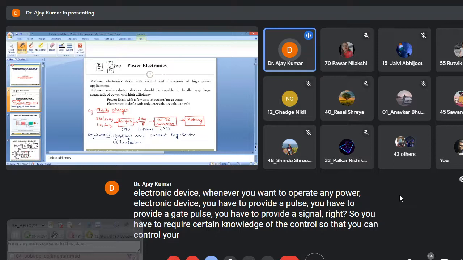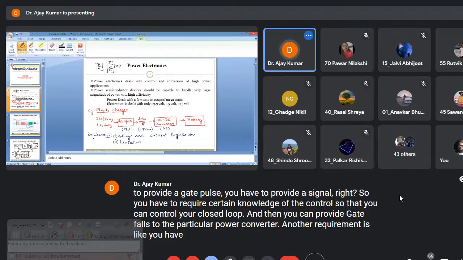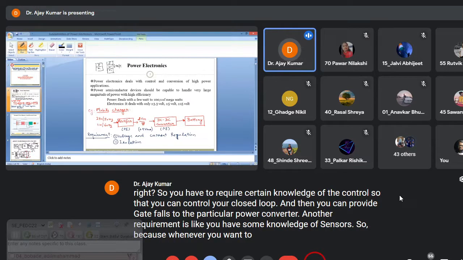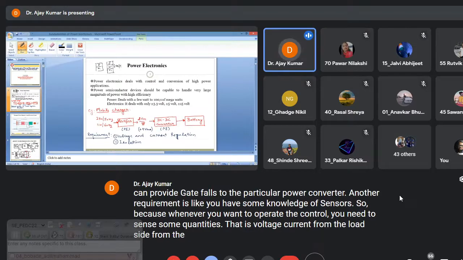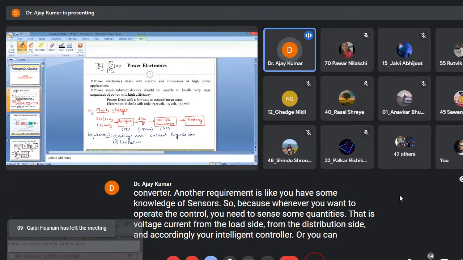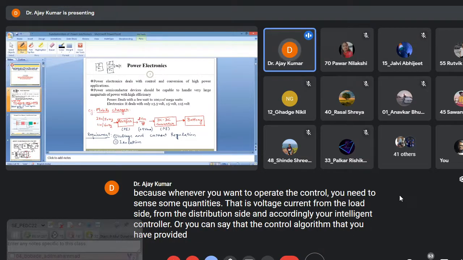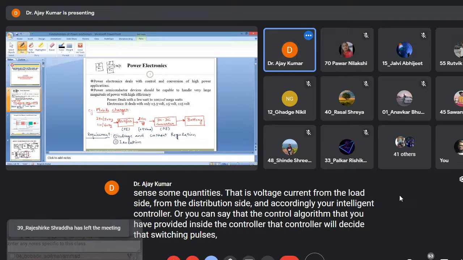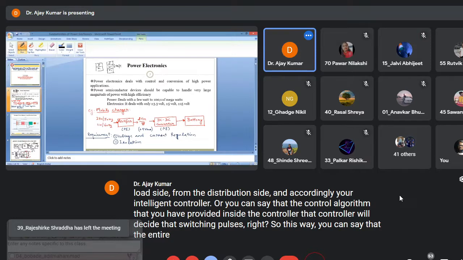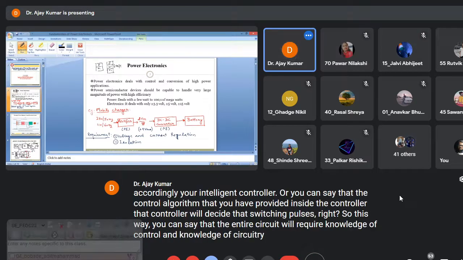Another requirement is some knowledge of sensors. Whenever you want to operate the control, you need to sense some quantities, that is voltage and current, from the load side or the distribution side. Accordingly, the intelligent controller, or the control algorithm that you have provided inside the controller, will decide the switching pulses. So in this way, the entire circuit will require a knowledge of control, a knowledge of circuit theory, and a knowledge of sensing and measuring equipment.